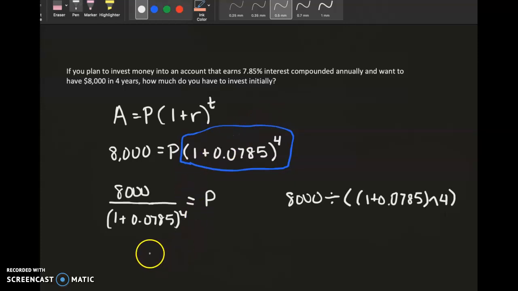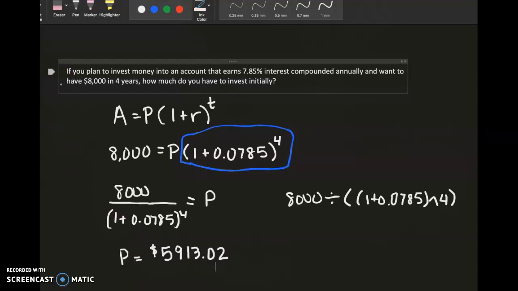And I get that the principal amount, or my initial investment, has to be $5,913.02 to end up with that $8,000 after 4 years.